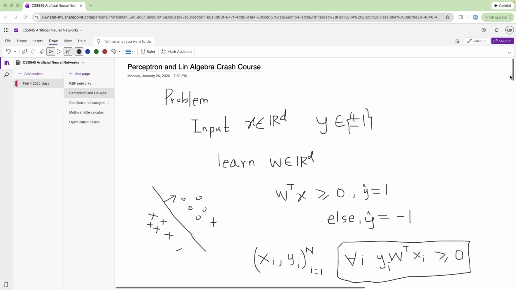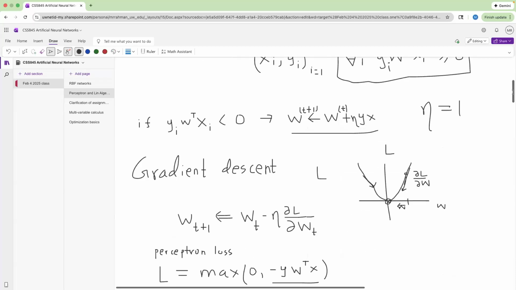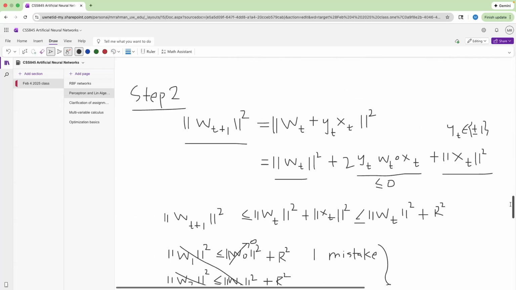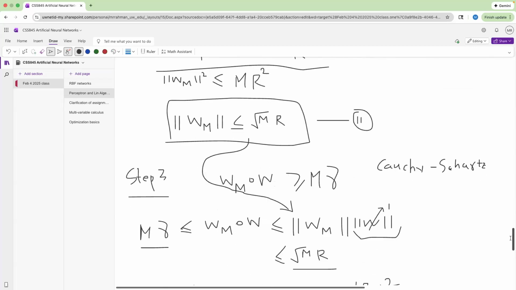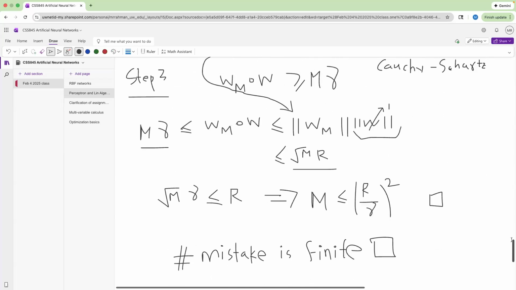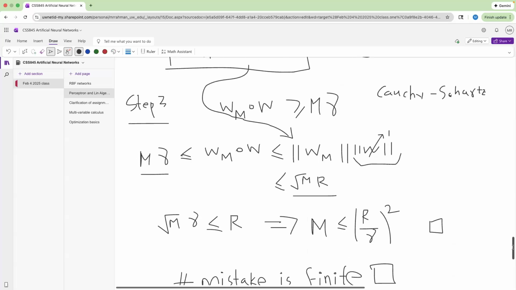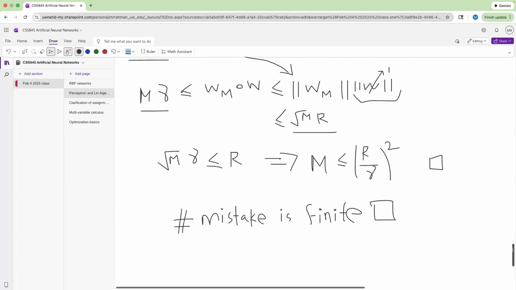Okay, so before we go to the next section, where we're going to start reviewing linear algebra, I want to make sure that we understand why this result works. What we've done is that we proved that the number of mistakes that you can make is finite. That means that the number of iterations for perceptron is finite, which means you cannot just keep running it forever, right? After a finite number of mistakes, you have to converge.